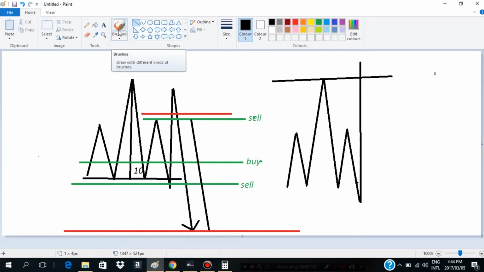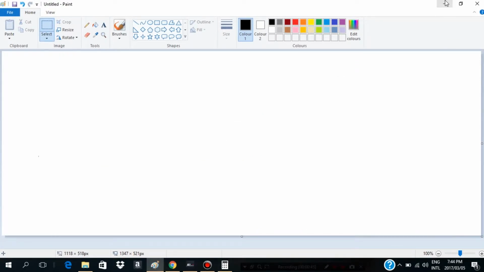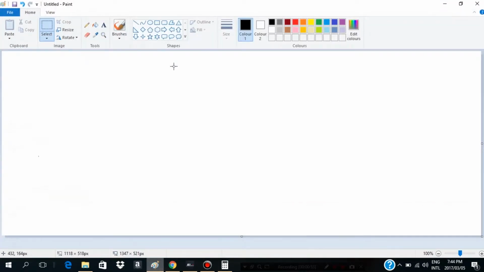Now with pennants and flags, you usually look for a sharp movement up or down. That's multiple candlesticks or one long candlestick, but you want to see a sharp movement in one direction. And with a flag, you are then going to see price consolidate. So it's going to go up and down.